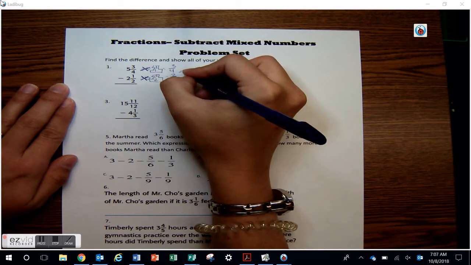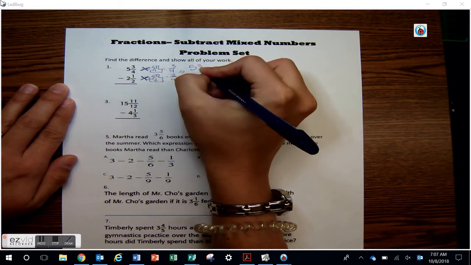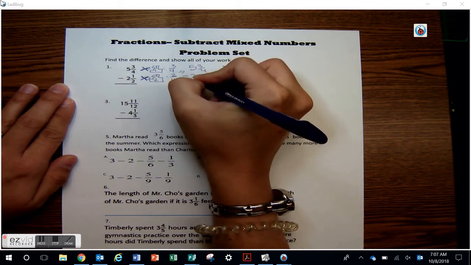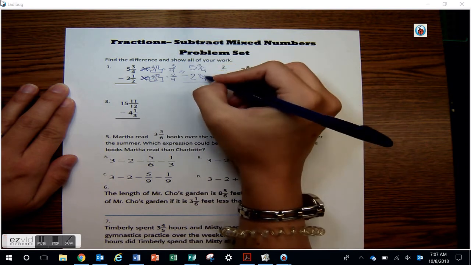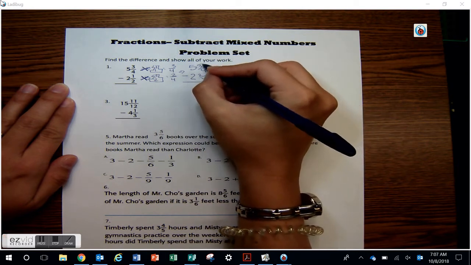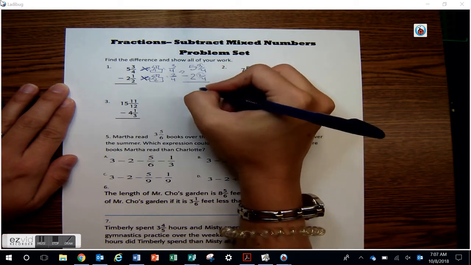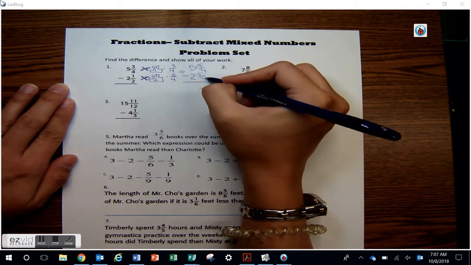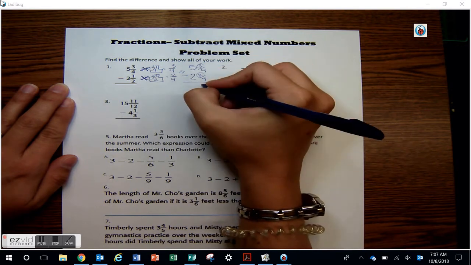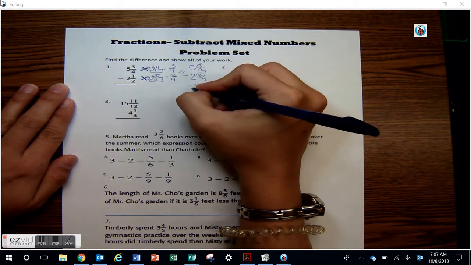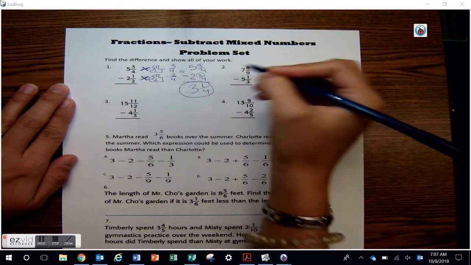So now let's rewrite it. We have 5 and 3/4 minus 2 and 2/4. Subtract the fractions first. 3/4 minus 2/4. Again, we're just looking at this 3 and this 2. The denominator is going to stay a 4 since they're both the same size pieces now. 3/4 minus 2/4 is 1/4. 5 minus 2 is 3.